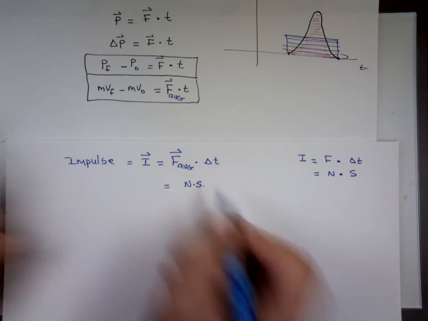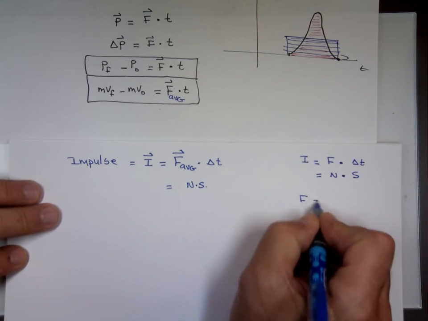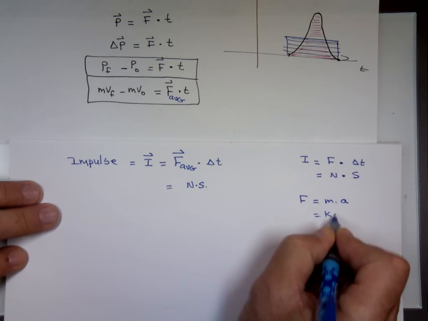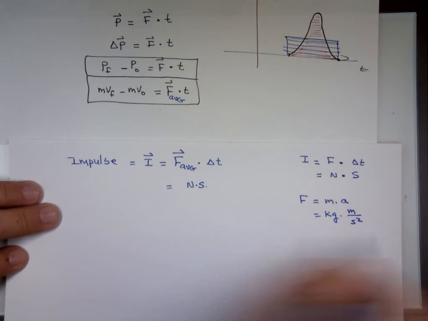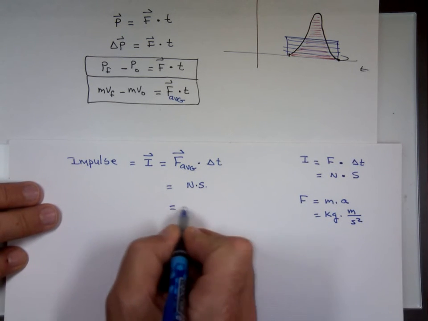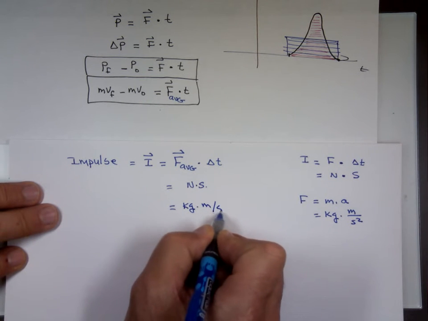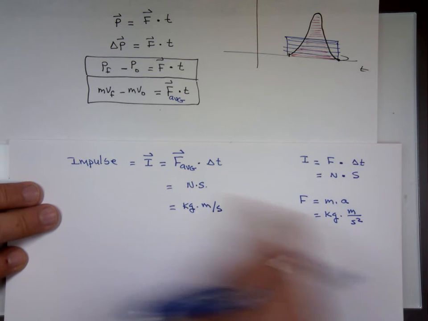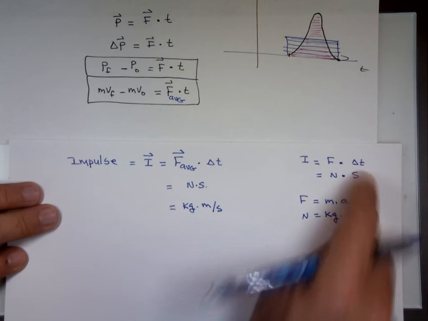If you don't like the word Newton there, remember F equals ma. The mass is what? Kilogram. Acceleration is meter per second squared. So the unit for that is kilogram meter per second. Why? Because you're going to multiply that force, the Newton, that's what a Newton is, by second, you lose one of the seconds here. It is the same as impulse.